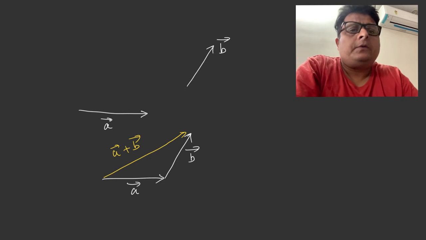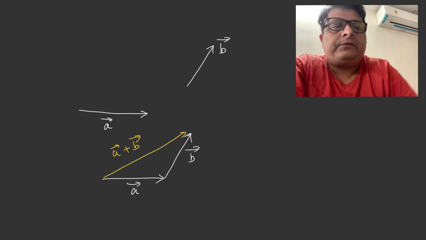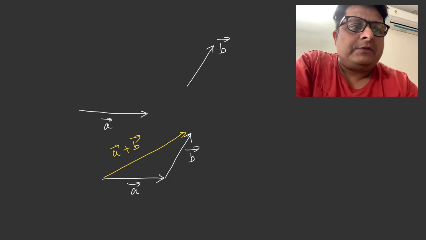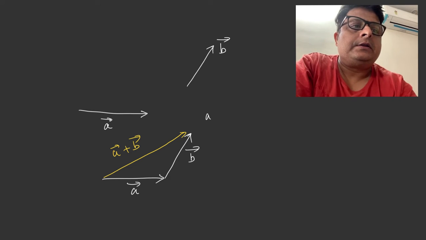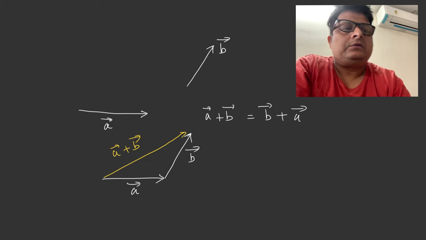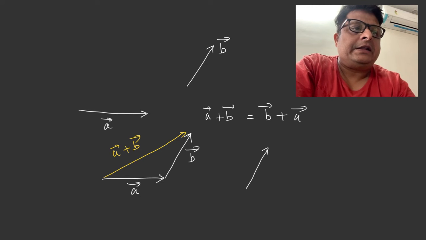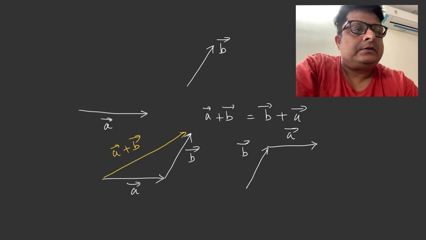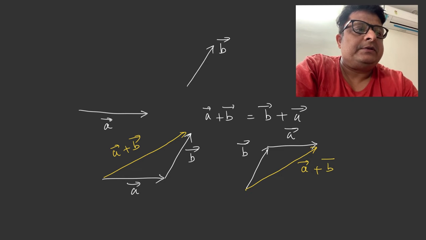Now also commutative law is applied for vector addition. That means if the quantity has to be a vector, then A plus B is also equal to B plus A. That means you can add B and A, or A and B. It's the same thing. So this is the vector A plus B.